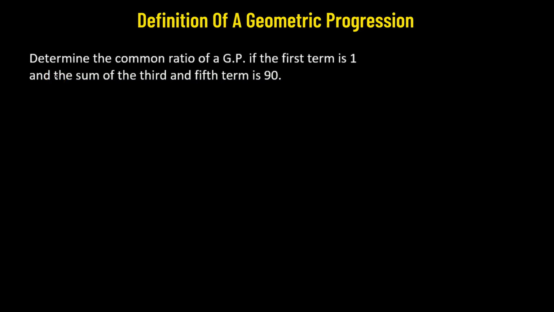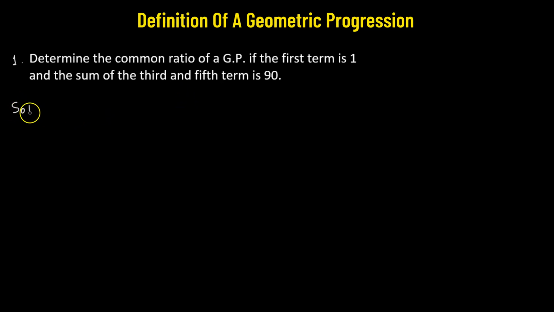So in this particular problem set, we are going to discuss a few problems on geometric progression based on its definition as well as the nth term. Now here we have the first problem. In problem number 1, we need to determine the common ratio of a geometric progression whenever the first term is 1 and the sum of the third and the fifth term is 90.